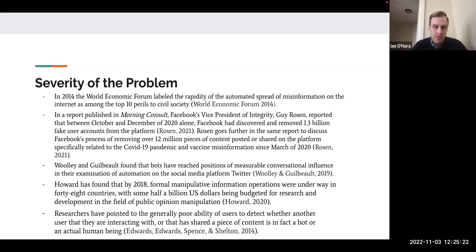And then researchers from social psychology and sociology have pointed to the generally poor ability of users to detect whether another user that they are interacting with, or that has shared a piece of content within their network, is in fact a bot or an actual human being. That was in 2014 when those researchers found that. And the technology and sophistication behind bot creation and bot behavior since then has only gotten significantly more complex and sophisticated, to the point where there are times where it's nearly impossible, without tracing the origin of the account, to detect whether you're interacting with an automated account or another human being is behind the screen.